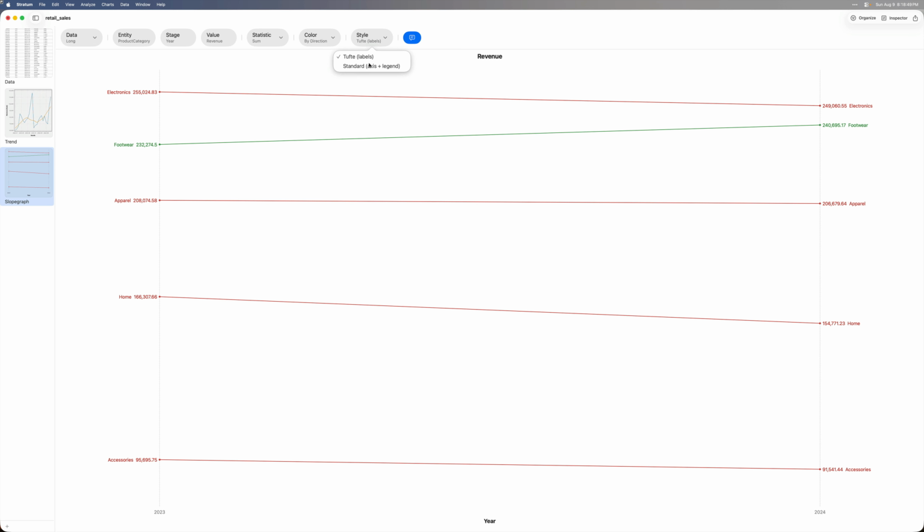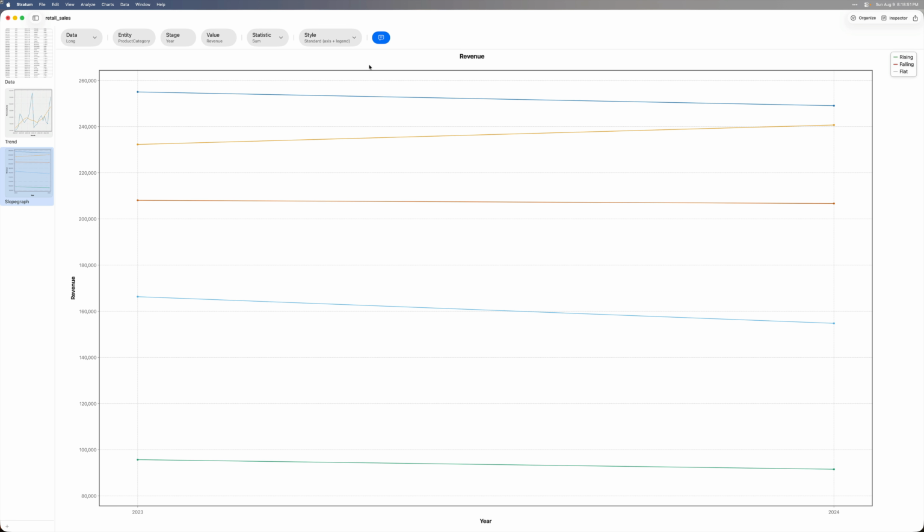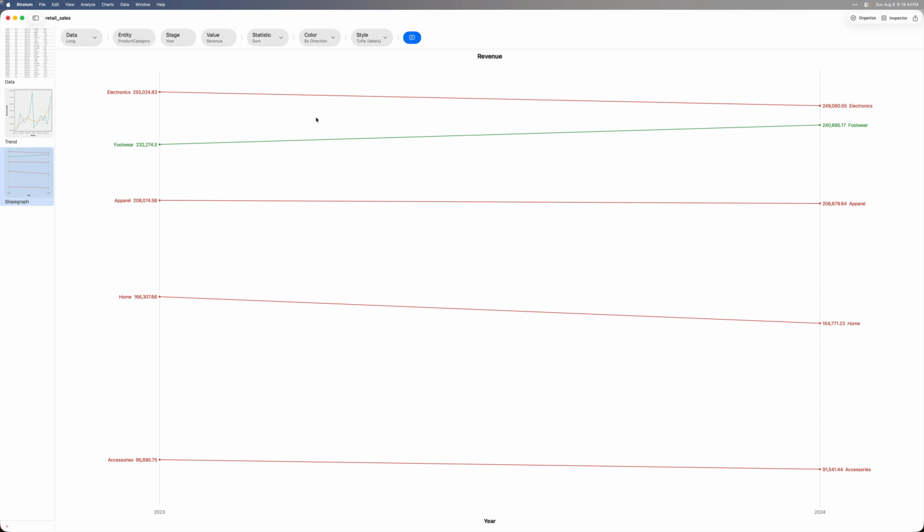Trend tells you where a process is going, and a slope graph, how its parts shifted between periods. Next, we ask whether it's stable with control charts.